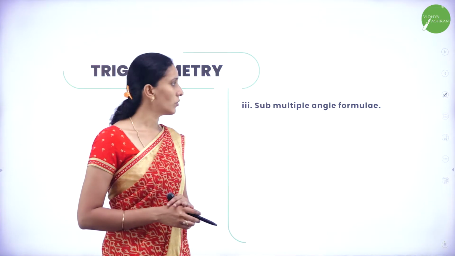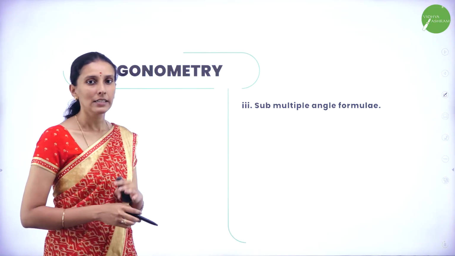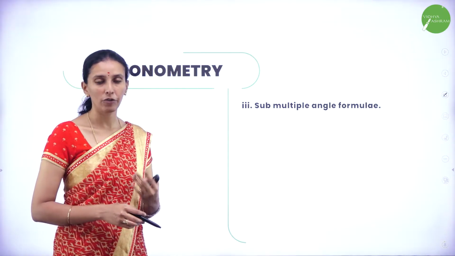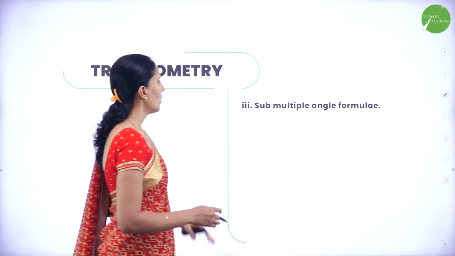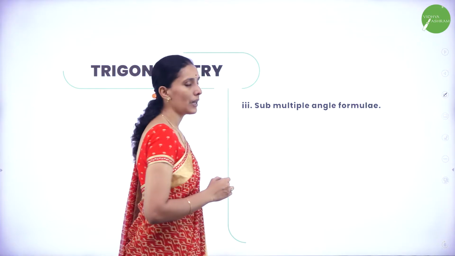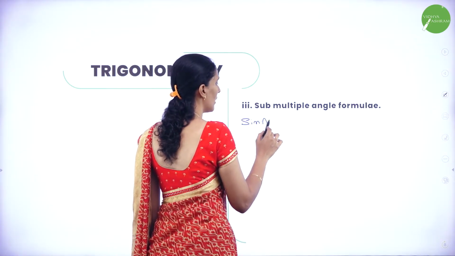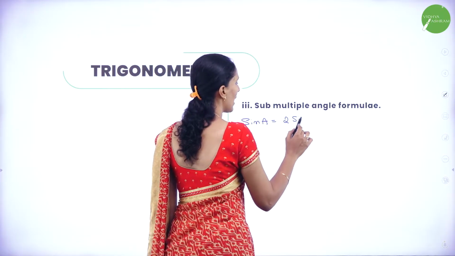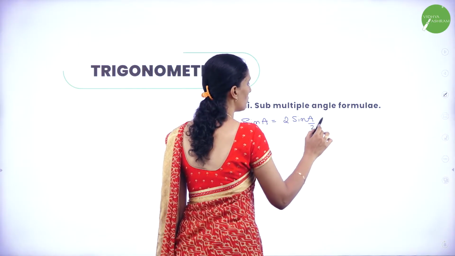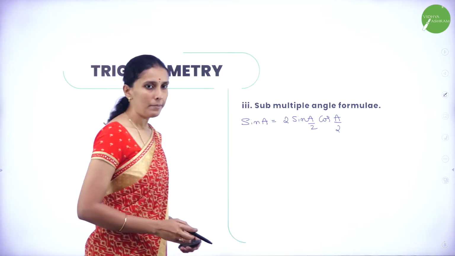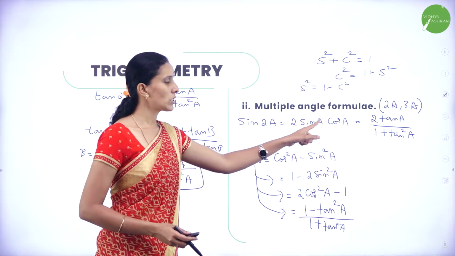Next, we move on to submultiple angles. Submultiple angles are angles in terms of fractions, A by 2, A by 3, A by 5, etc. So now let us look at the submultiple angle formula. We have sine A in the form of 2 sine A by 2 cos A by 2. We know the formula sine 2A is equal to 2 sine A cos A.